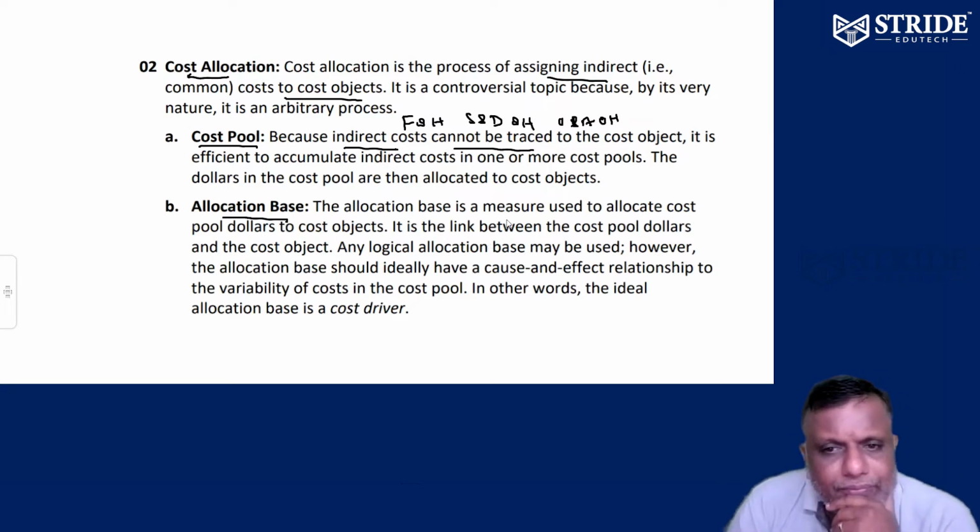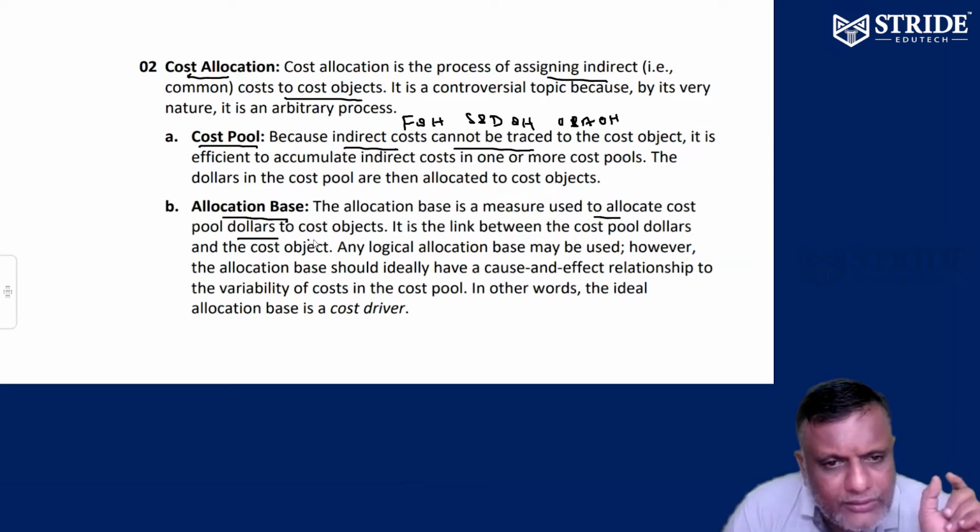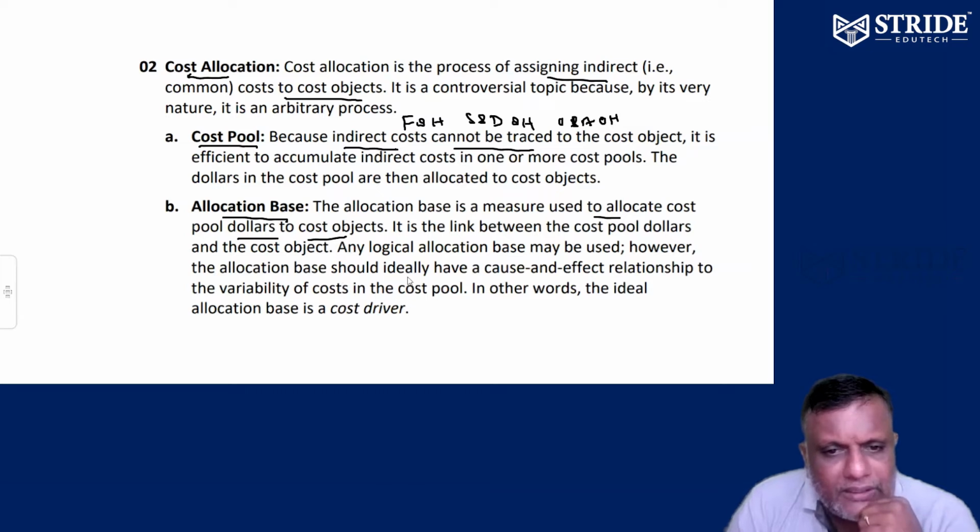Next one is called allocation base. What is allocation base? It is the measure used to allocate cost from the cost pool into the cost object. So please allocate the cost pooling. So there are cost and effect.